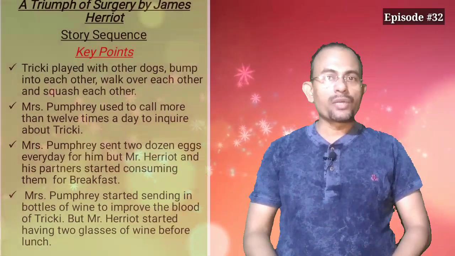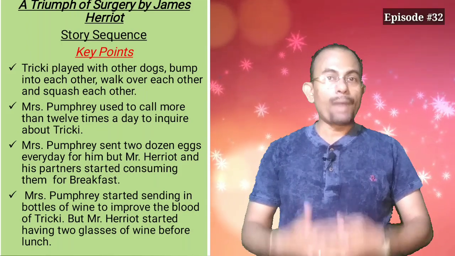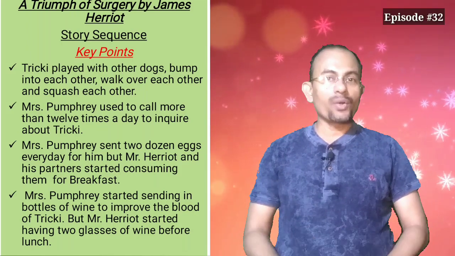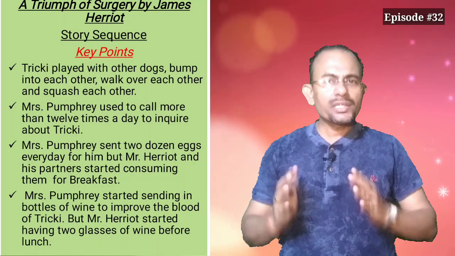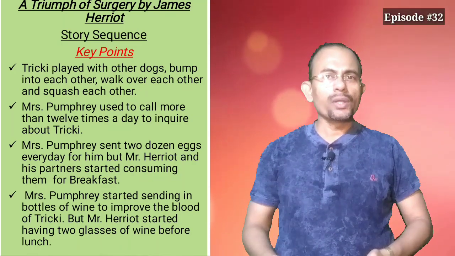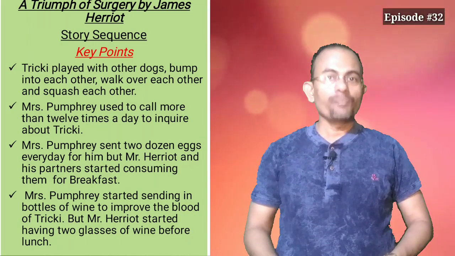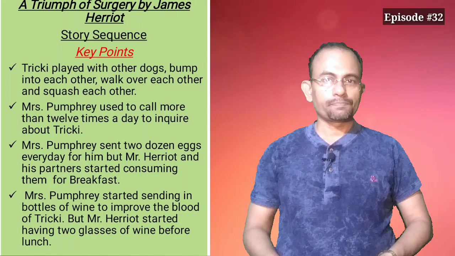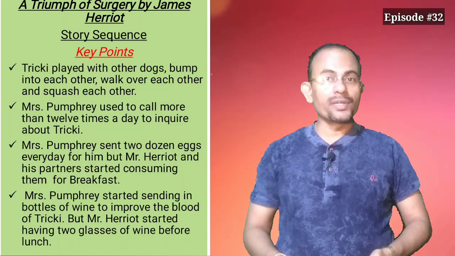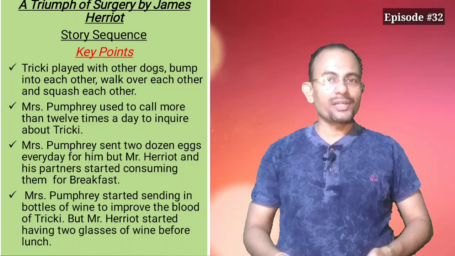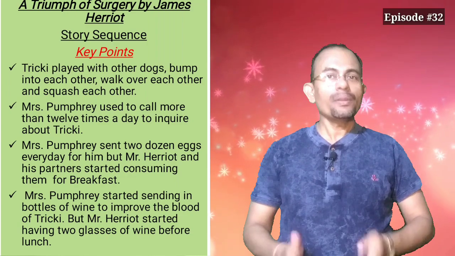He did not require any medicine and played with other dogs, bumping into each other, walking over each other, and squashing each other. Mrs. Pumphrey used to call more than 12 times a day to inquire about Tricky. She started sending 2 dozen eggs every day for him, but Mr. Herriot and his partners would have 2 eggs each for breakfast.